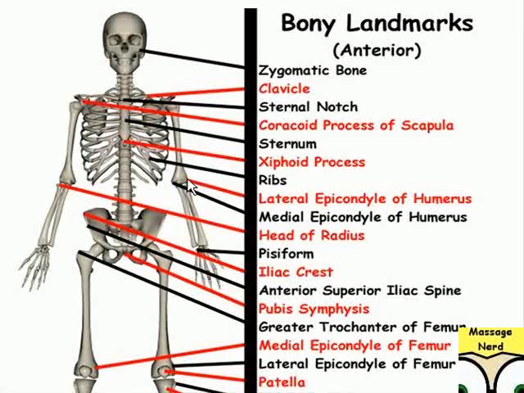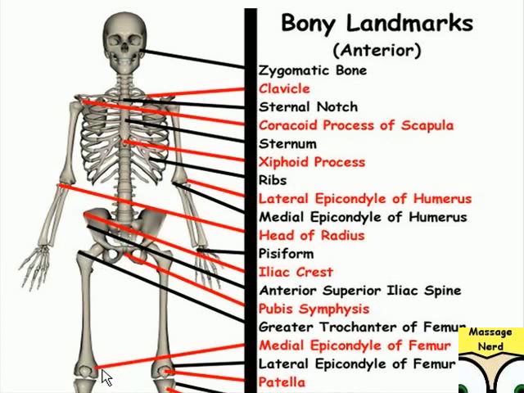Lateral epicondyle of the humerus, right here. Medial epicondyle of the humerus, right here. The head of the radius, right here. Pisiform, right here. Iliac crest, right around here. Anterior superior iliac spine, right here. Pubis symphysis, right here. Greater trochanter of the femur, right here.